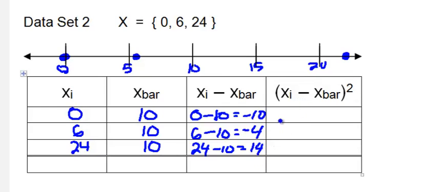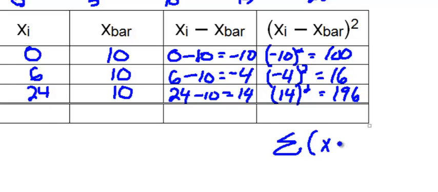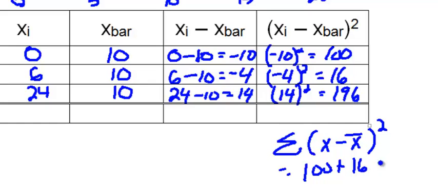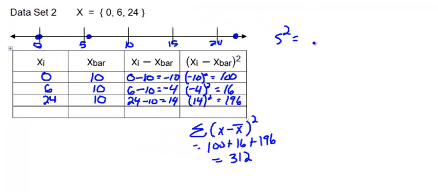So we square them. So we take each deviation and square it. 10 squared is 100. The next deviation, 4 squared, is 16. And the last one, 14 squared, is 196. So if we add up these squared deviations from the mean, we get 100 plus 16 plus 196. That sum is 312. Now if you recall, if we wanted to compute the variance, which is denoted S squared, we take that sum, 312, and divide it by n minus 1. In this case, that would be 3 minus 1, which is 2. We end up with 156. So our sample variance is 156.